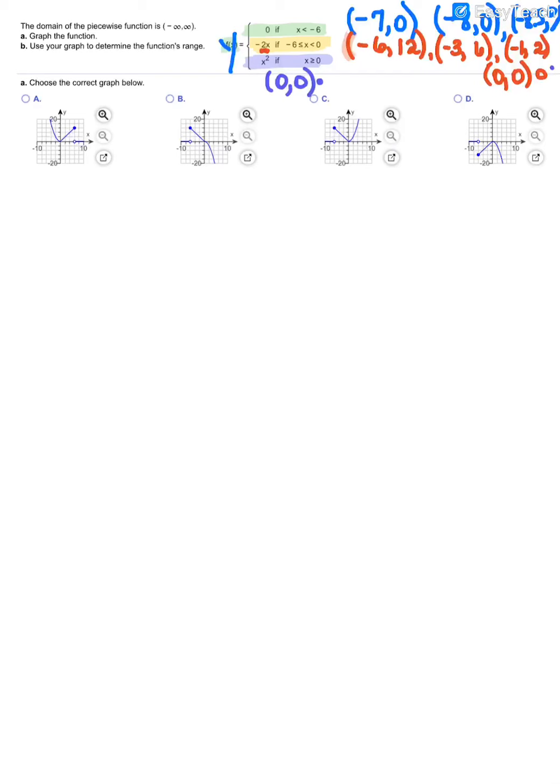Other x's greater than 0, things like 1. So if I plug 1 into the function, 1 squared would be 1. And things like 2. When I plug 2 in, 2 squared would give me 4. Okay, so let's start looking at these particular points on the graph. So from the first piece, we saw we had negative 7, 0.